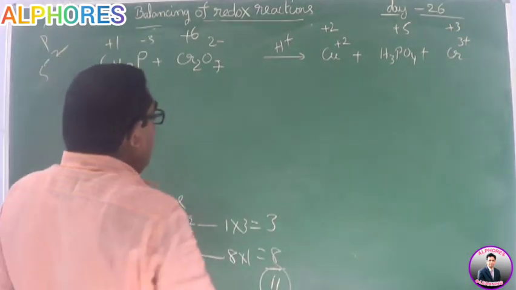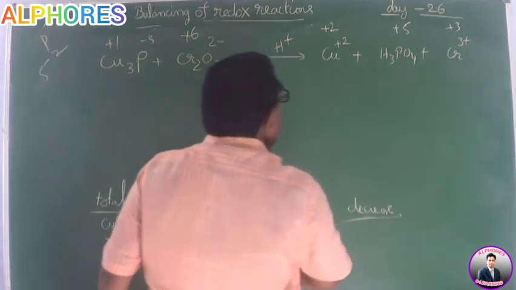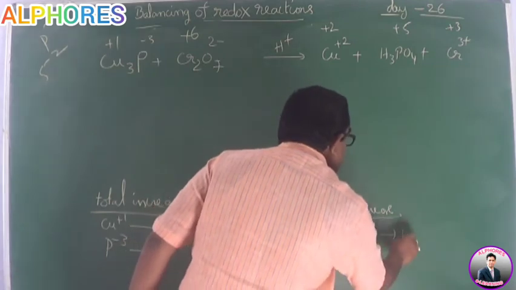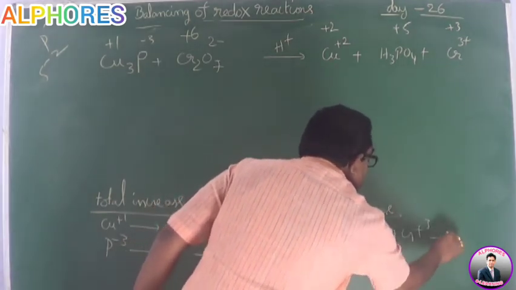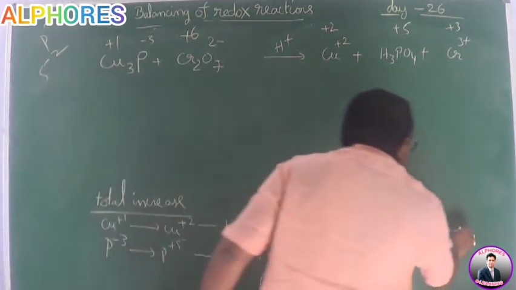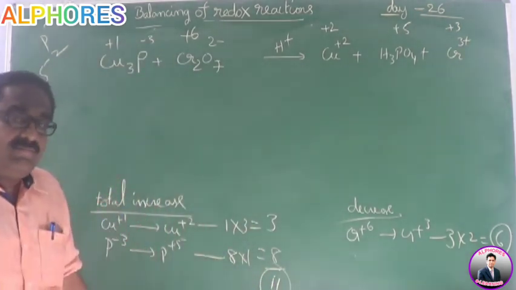Let me check the total decrease. The decrease is only from one species, chromium plus 6 to chromium plus 3, a change of 3. But how many such chromiums are there? 2. So 3 into 2 is 6. Total decrease 6, total increase 11.